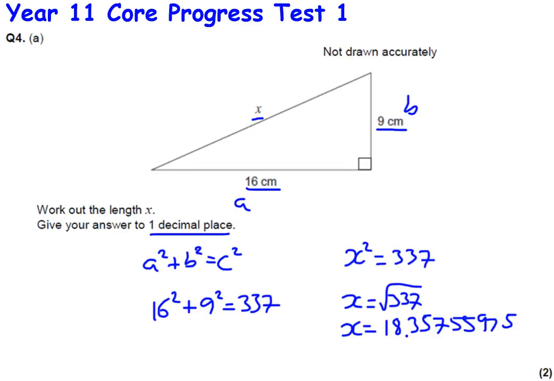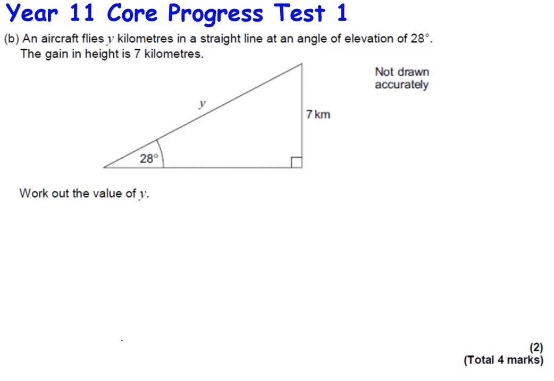So looking at the second decimal place, we can see that we need to round the first decimal place up. So x equals 18.4 centimeters. So the answer is 18.4 centimeters. Thank you for listening. Question 4b is a trigonometry question.